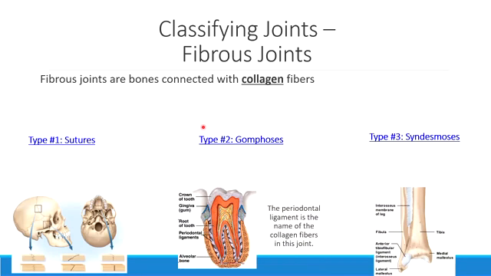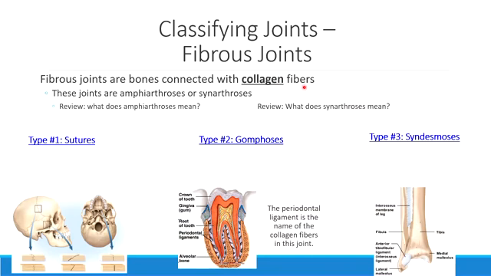Those are my functional classifications. As I introduce you to specific types of joints now, we're going to talk about them with their structural classifications. So my first group of joints are what I call fibrous joints. Fibrous joints are where two bones come together, and I use collagen fibers to connect them. So once you've written the word collagen, I want you to underline, highlight, star collagen fibers. A fibrous joint is where two bones come together using collagen fibers.